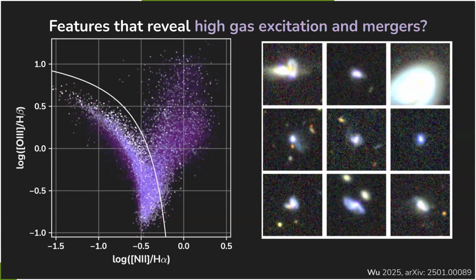A third feature that I'm really excited about is something that seems to reveal high gas excitation and mergers. So these are extreme emission line galaxies. By eye, you can immediately see that these are very interesting starbursting galaxies, very compact, and they contain high emission lines, high O3 relative to H beta, and hover very close to this dividing line between star-forming galaxies and AGN. Historically, these are galaxies that seem to be analogous to high redshift galaxies, where you have a high pressure, high density gas disk and very, very high excitation.